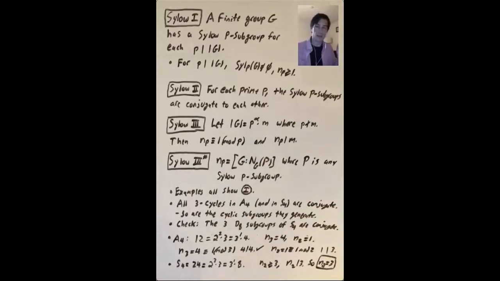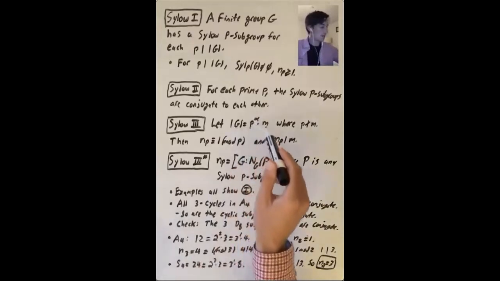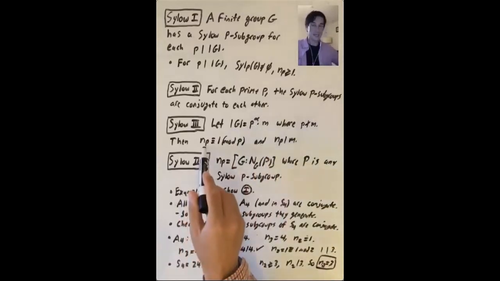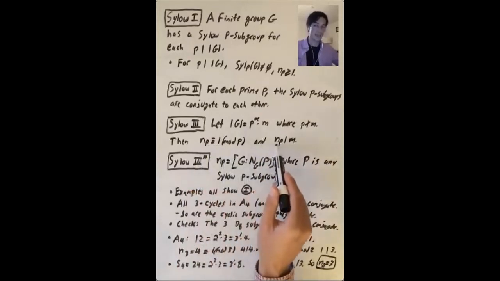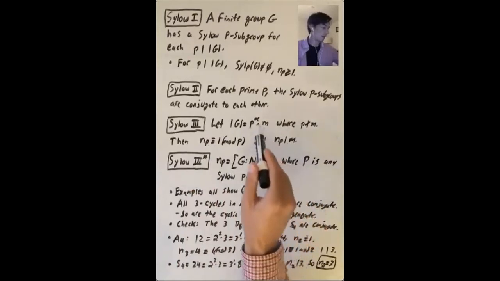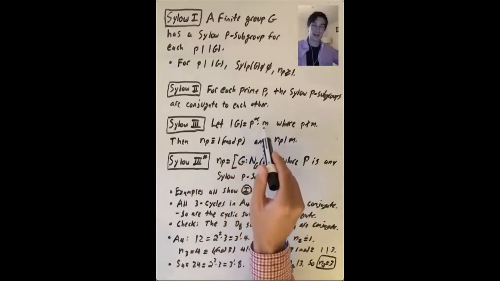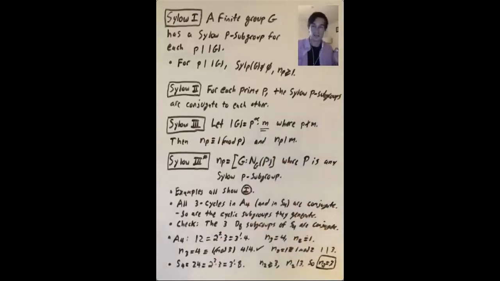The third part is about counting how many Sylow p subgroups there are. We write the order of G as p to the alpha times m, where p doesn't divide m. Then n_p, the number of Sylow p subgroups, is congruent to 1 mod p. And this number, n_p, divides m. So we write the order of G as some power of p times something that does not involve p. p doesn't divide m. n_p has to divide this leftover part, this m part.